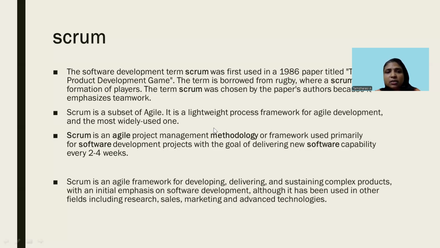In Scrum, the software development projects will take up to 2 to 3 weeks. Here, this is also an agile framework for developing, delivering, and sustaining complex projects with an initial emphasis on software development. So the main focus is on rapid development. We will start with developing the basic features in the first iteration. Later on, after 2 weeks of delivery, we go on refining it further.